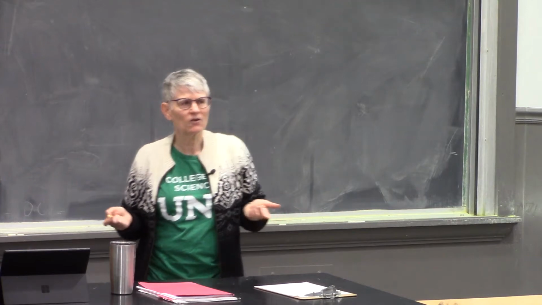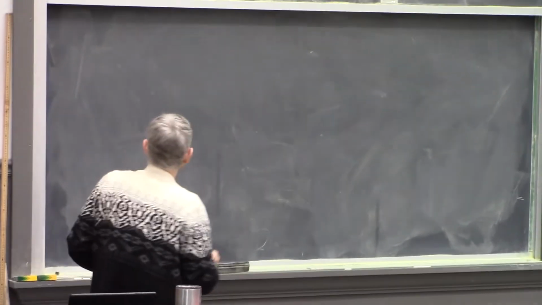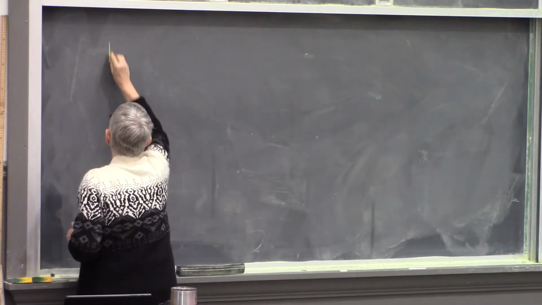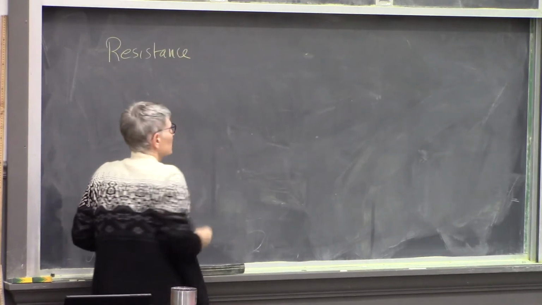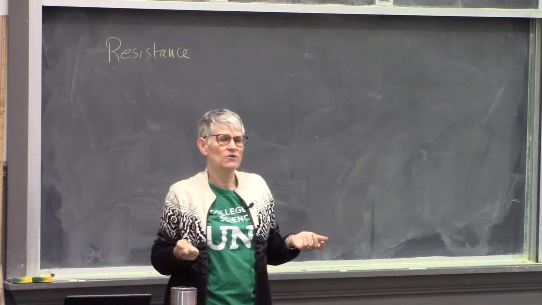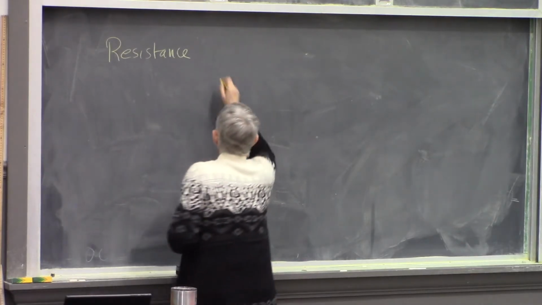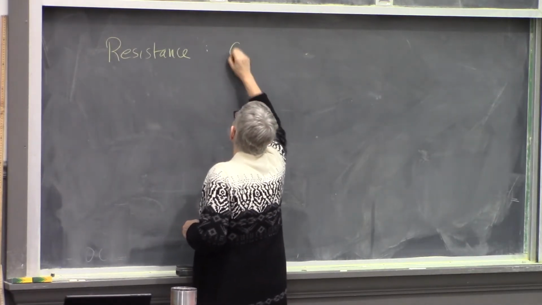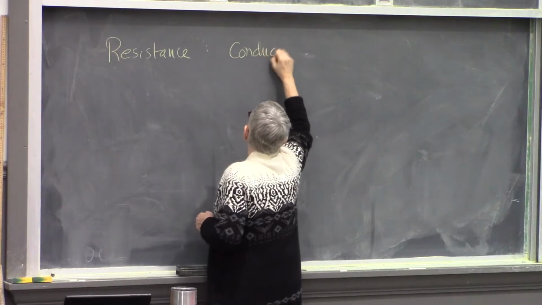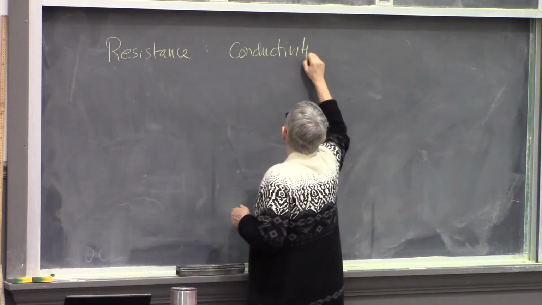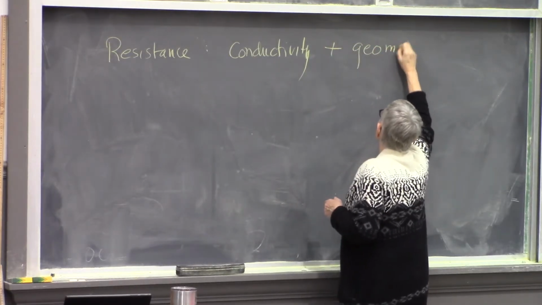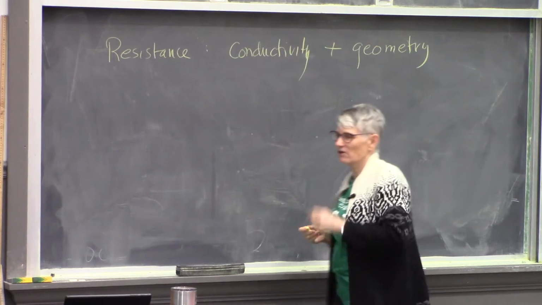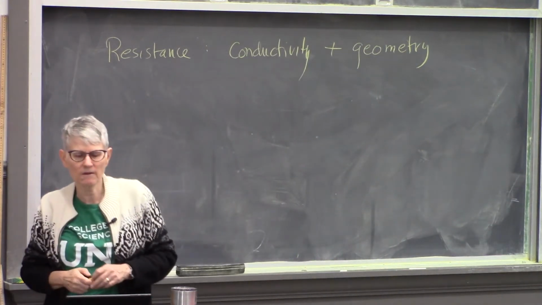So for a particular object, like a piece of wire that we're going to put into a circuit, we often lump together the properties of the material and the geometry of the object. So this combines conductivity, which is the properties of the material, plus the geometry of a particular object in a circuit.